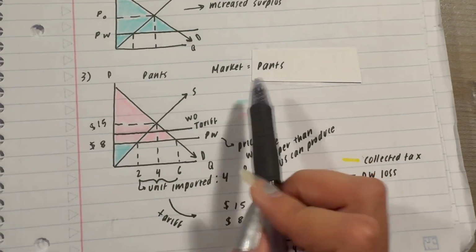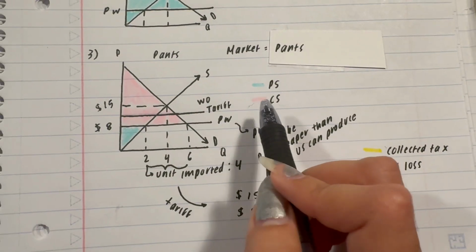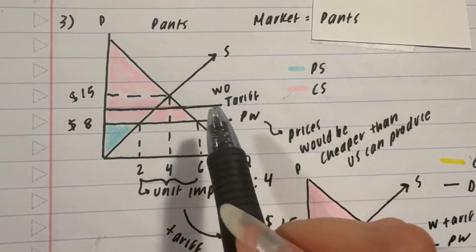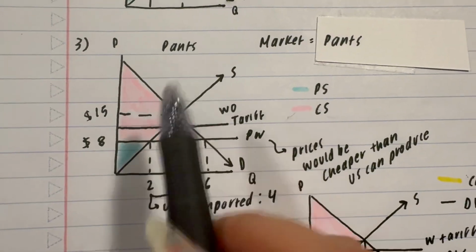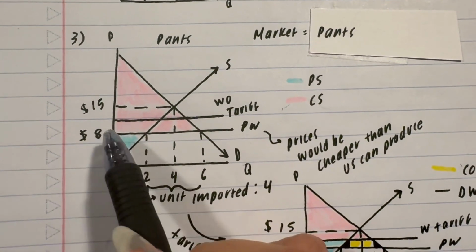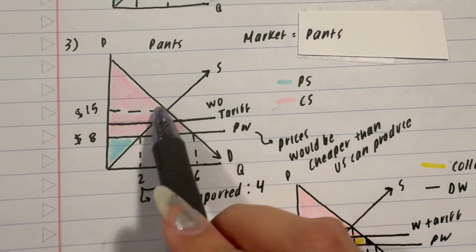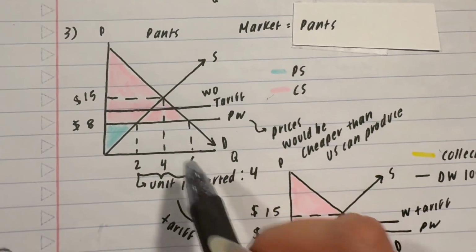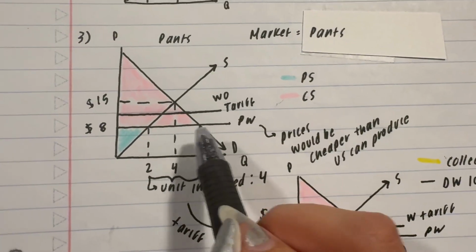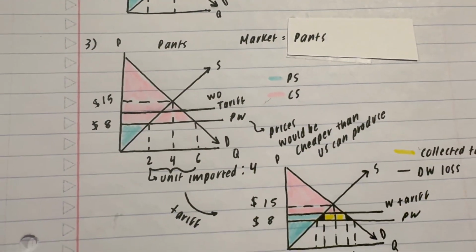So in this example, I have a market for pants during world trade. If the domestic price is $15 to produce, whereas the world price is $8, since $8 is below the equilibrium price, it's going to be more beneficial for the US to actually import this good because it's cheaper than producing it for a higher price themselves.